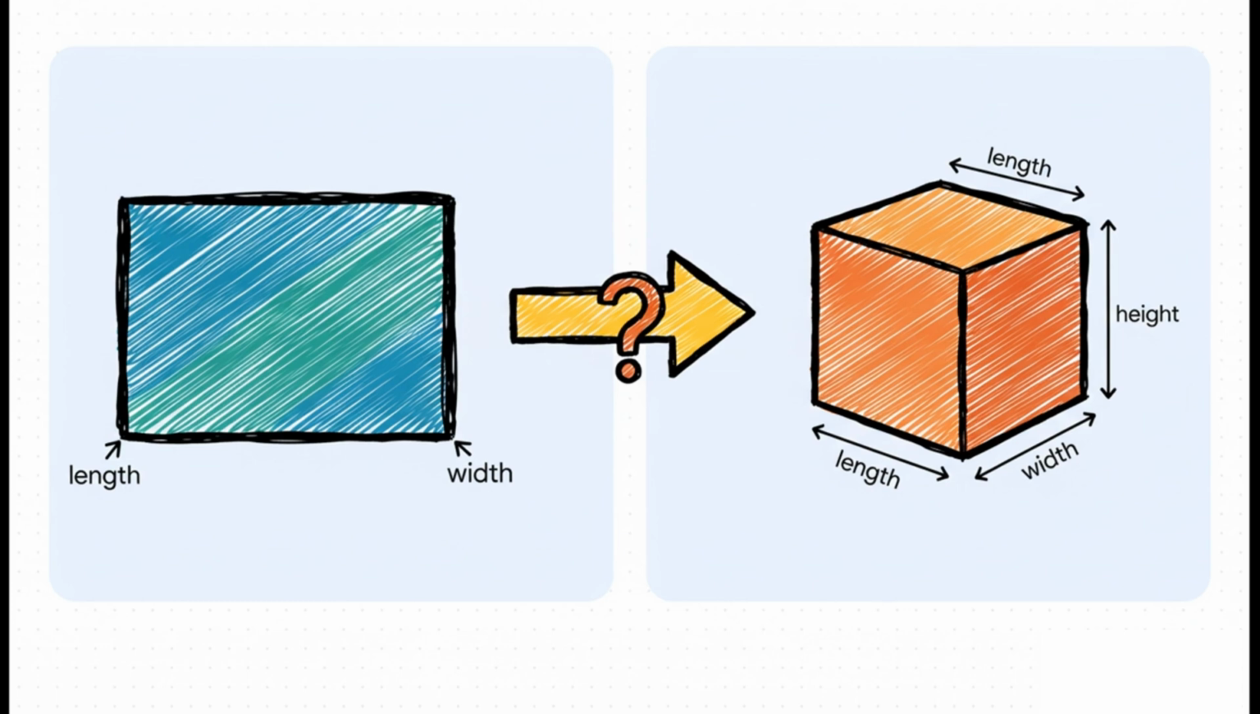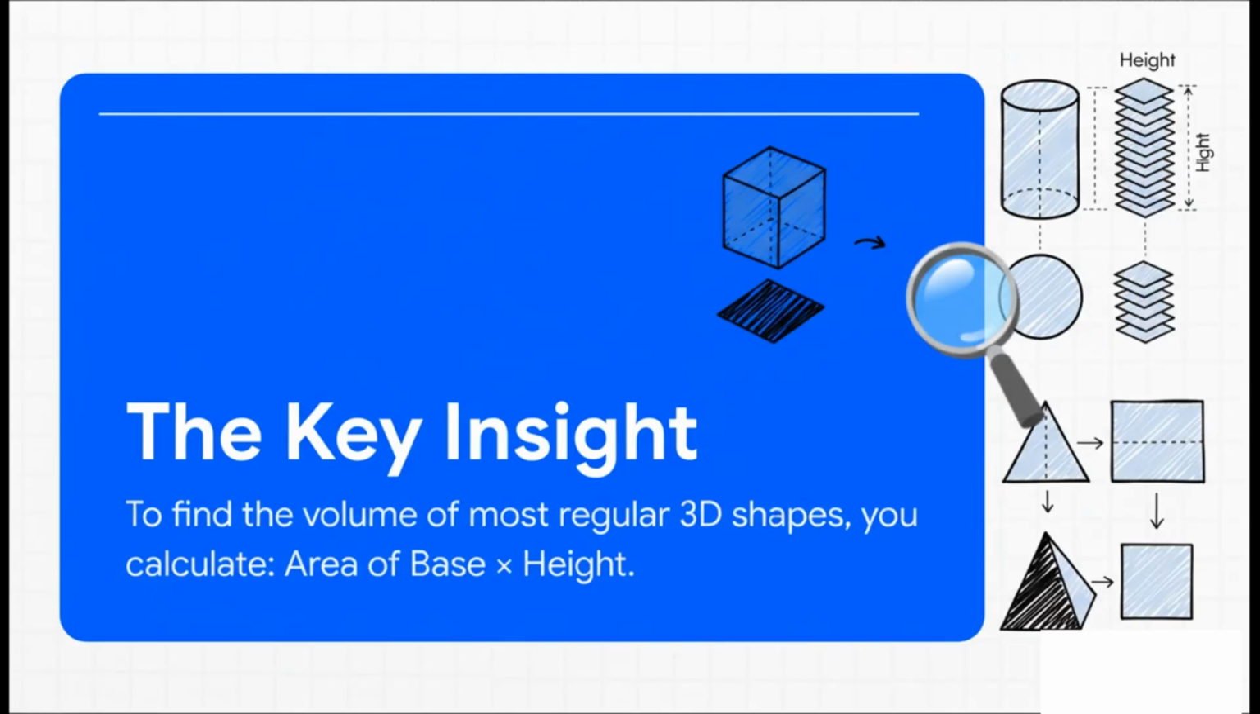Think of a shoebox. It's got 3 dimensions and volume. So what's the big idea that connects them? What's the secret that turns flat area into 3D volume? This is it. This is the big aha moment. To get the volume of most regular 3D shapes, all you have to do is find the area of its flat base, and then multiply it by its height. You're basically taking that 2D area and just stacking it up layer by layer to create a 3D object.